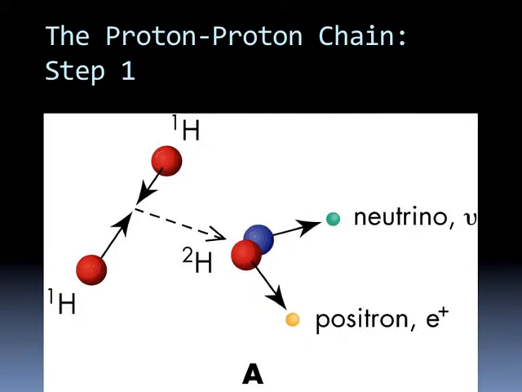One of the protons will turn into a neutron. Now it has to get rid of its charge somehow, and so it gives it off in something called a positron. It's an antimatter particle. It's the same mass and everything as an electron, only it has a different charge. And it also gives off another elementary particle called a neutrino.